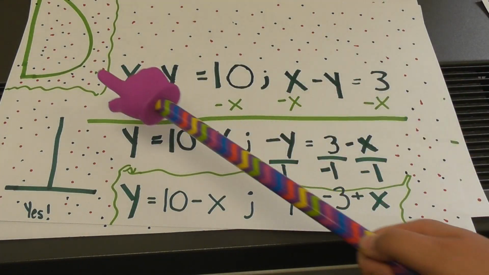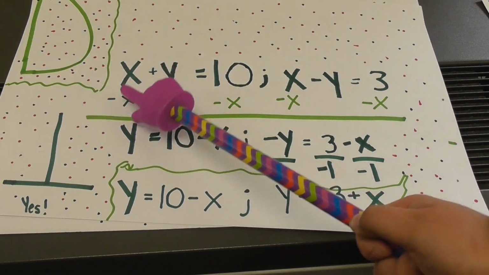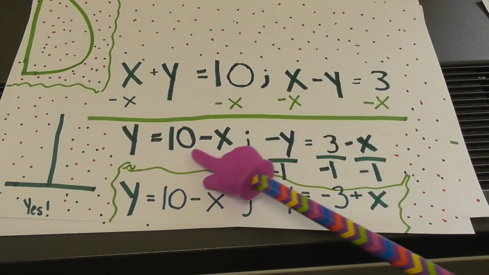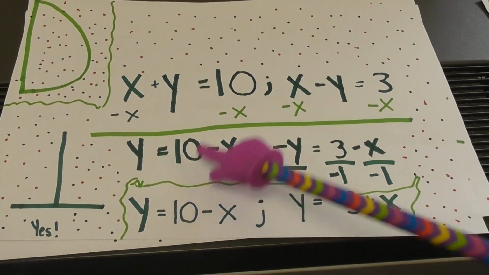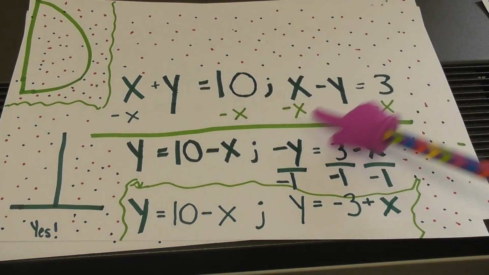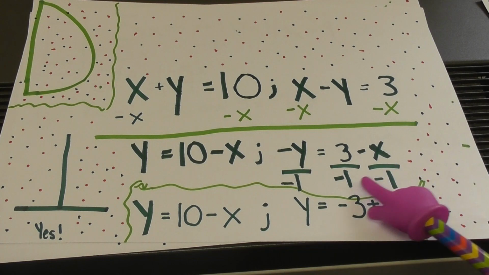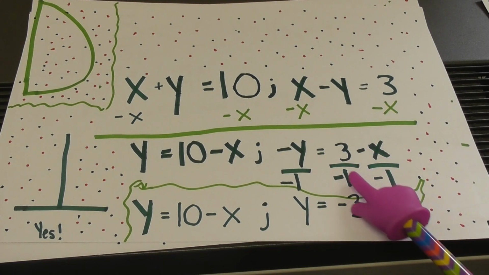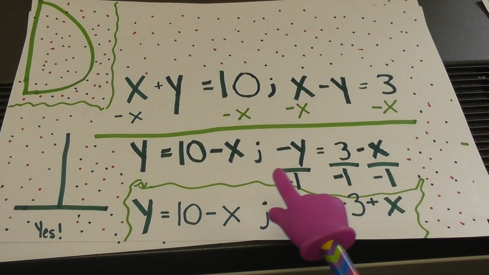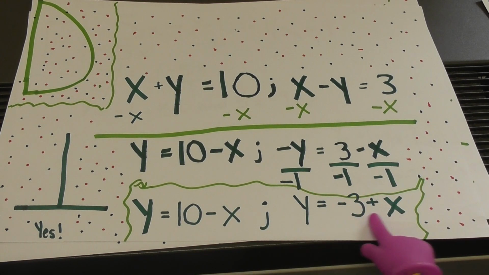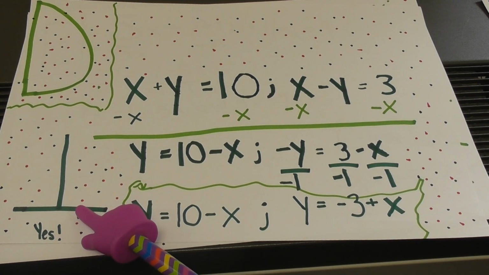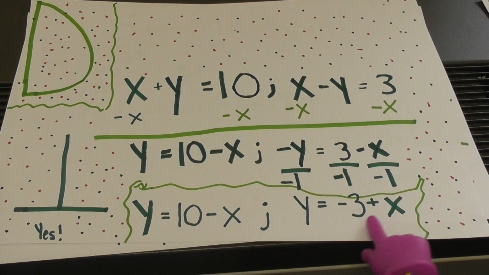We need to do the same thing for option D. We subtract x from both sides, and our final equation is y equals 10 minus x. After that, we subtracted x again, giving negative y equals negative 3 minus x. We have to make sure the y is positive, so we divided each value by negative 1 to get the final equation, which is y equals negative 3 plus x. So this option is perpendicular because the slopes are opposite reciprocals.